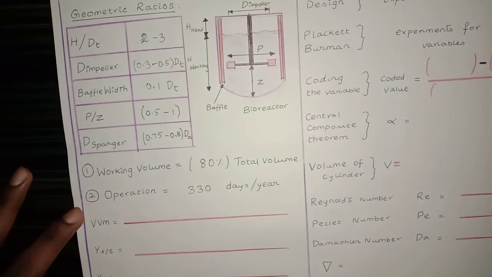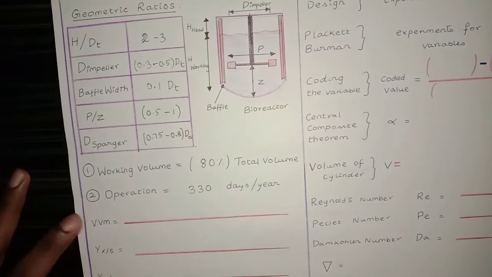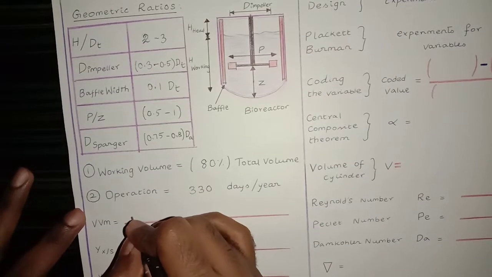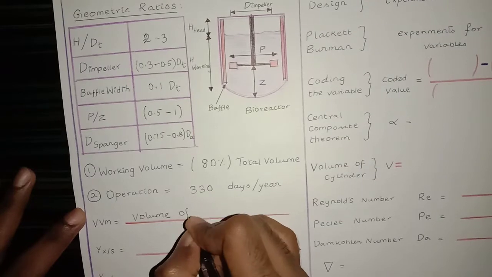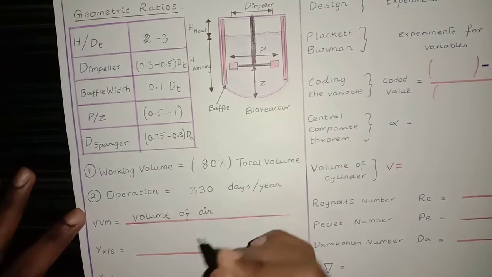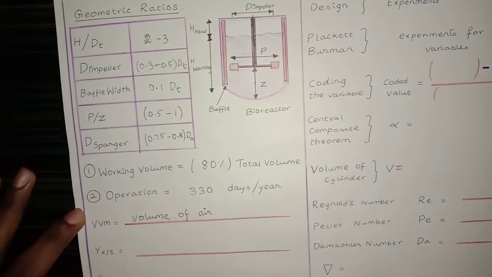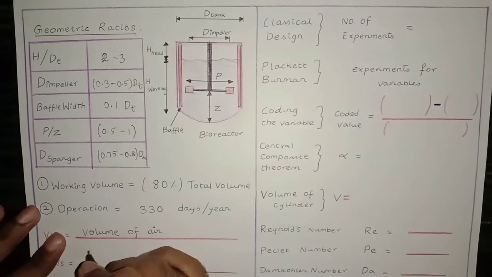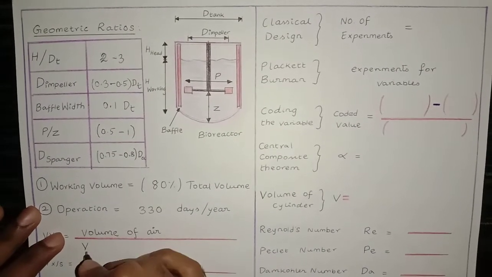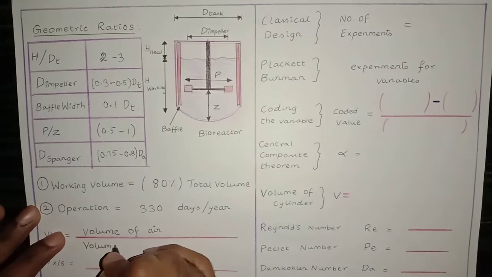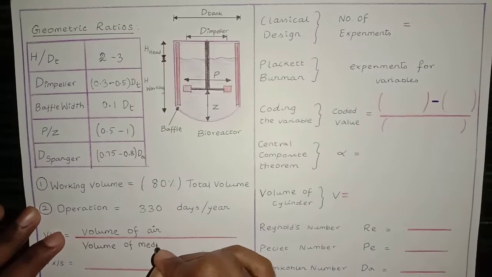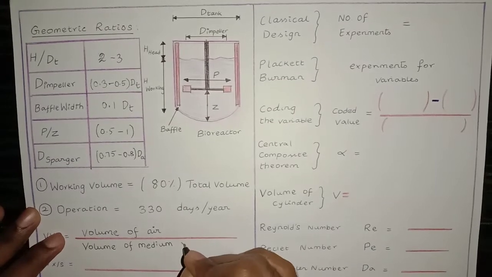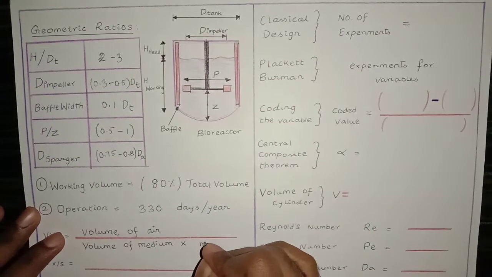And we have VVM. VVM is the volume of air divided by volume of medium into time in minutes.